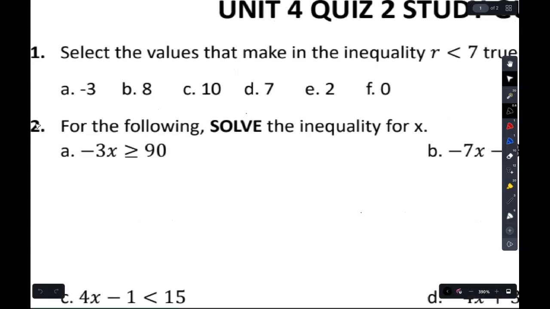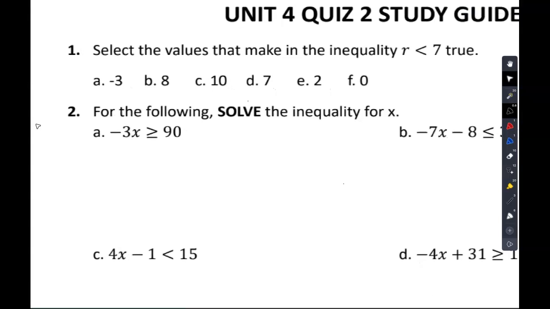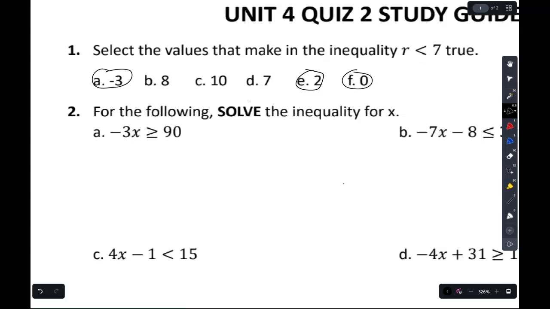Okay, so we have these numbers here, and basically we just want to find the ones that are less than 7. Look and see if you can figure out which ones are less than 7. Okay, the ones that are less than 7 are A, E, and F. Okay, and notice it just says less than. If it said equal to, then you would include this one as well, but it doesn't, so it's not that one.